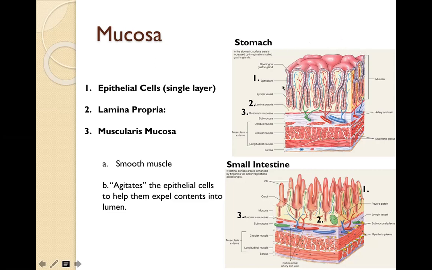So it consists of a single layer of cells. You can see that the lumen is lined by the single layer of cells. These are called the epithelial cells. This exists in the stomach, the small intestine, the esophagus, and the large intestine. It's a single layer of cells that are just lining the organ.